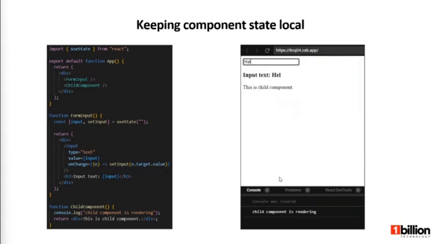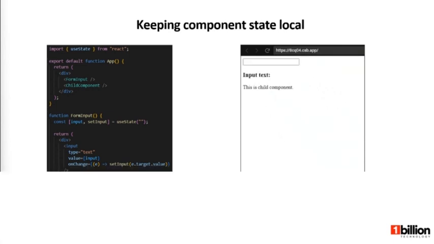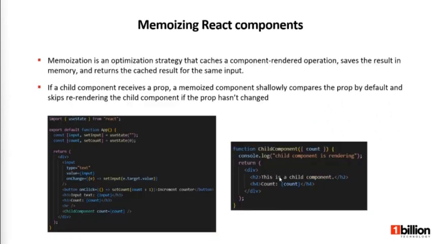With this technique, we can greatly improve the performance of our React app, but sometimes we cannot avoid having a state in a global component while passing it down to a child component as a prop. In this case, let's learn how to avoid re-rendering the unaffected child components. That brings us to memoizing. Memoizing is an optimization strategy that caches a component's rendered operation, saves the result in memory, and returns the cached results for the same input.